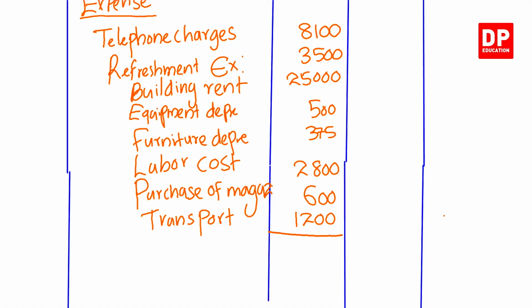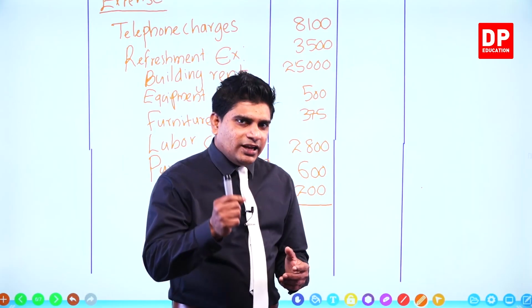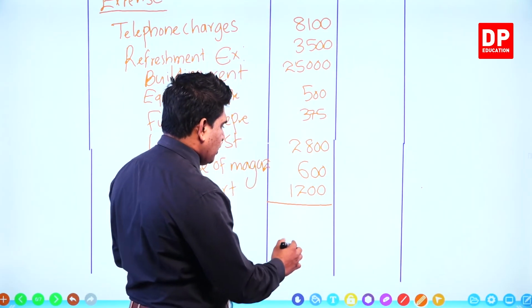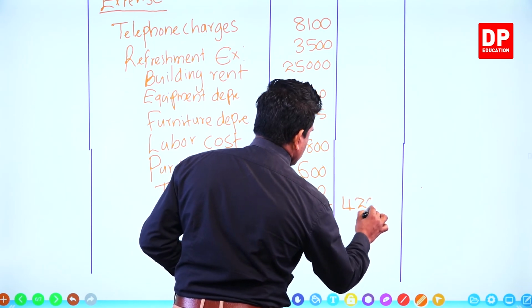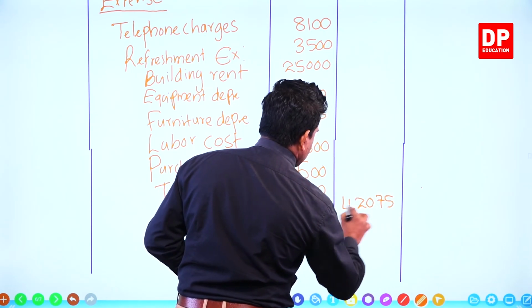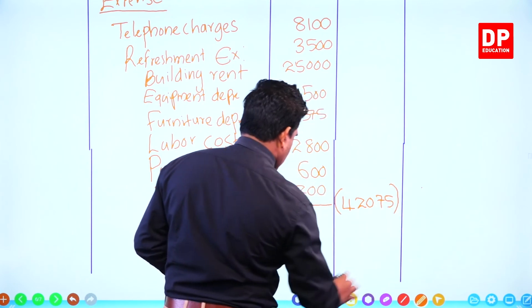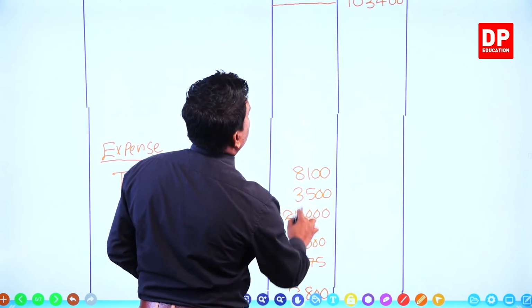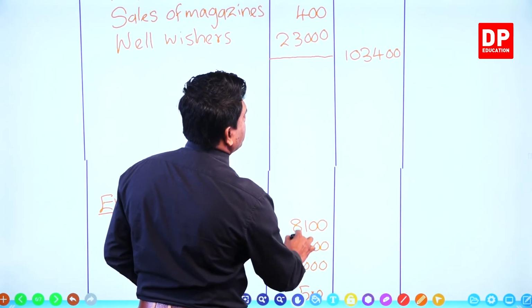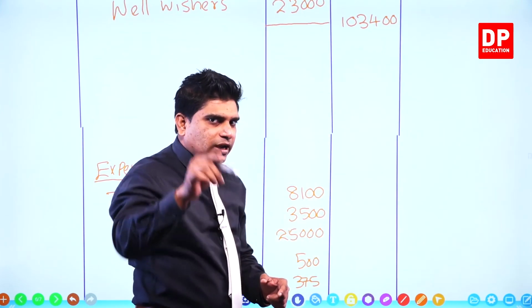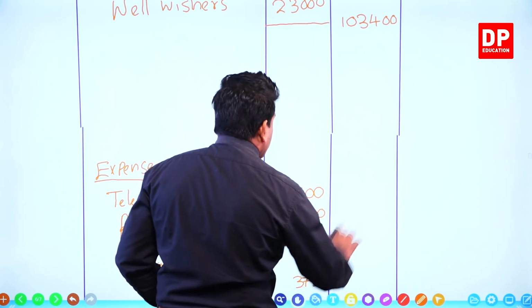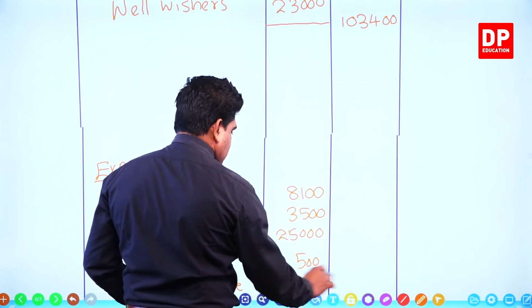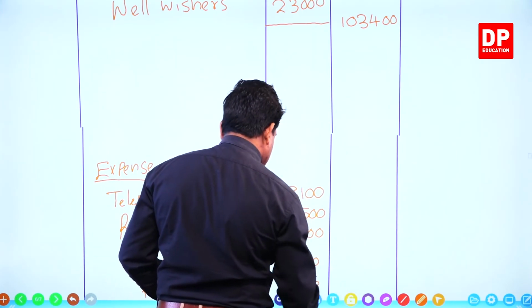Now you have to get the total of this side, right? Then the total expenses is this 42,075, right? These are the total expenses, right? Above you can see the total income. How much? 103,400. Then you find the difference. Definitely you can receive what? Surplus, because income is more, right?